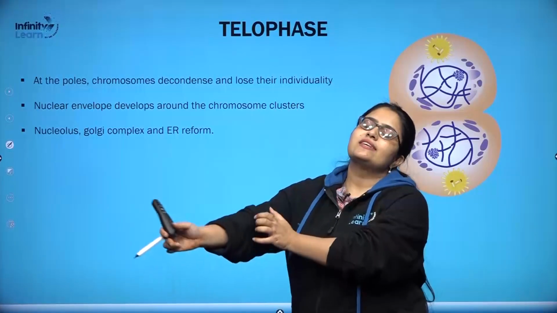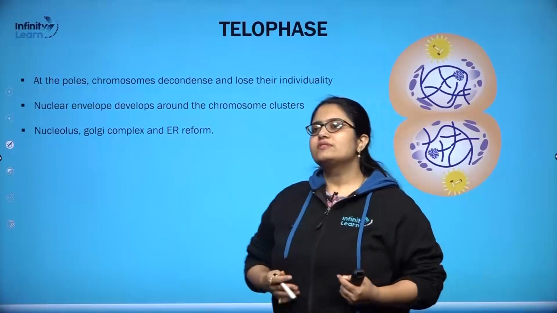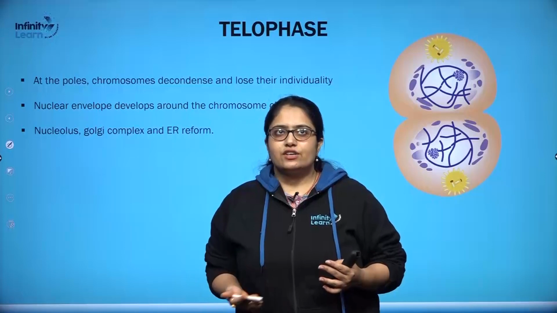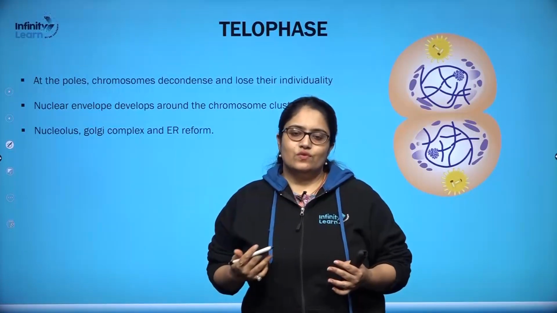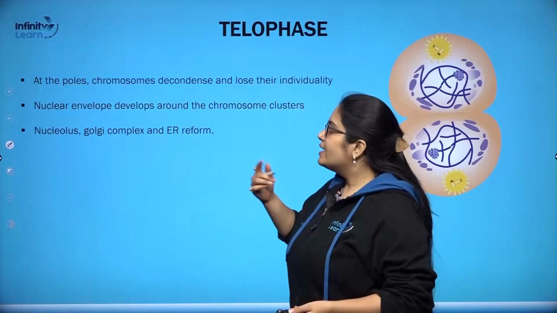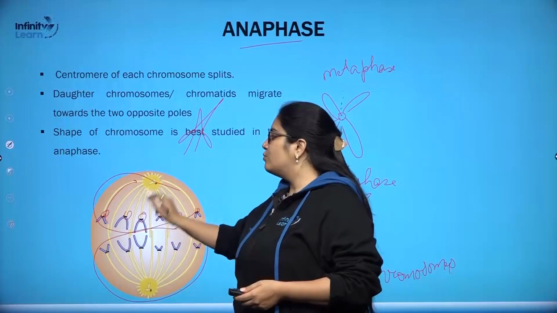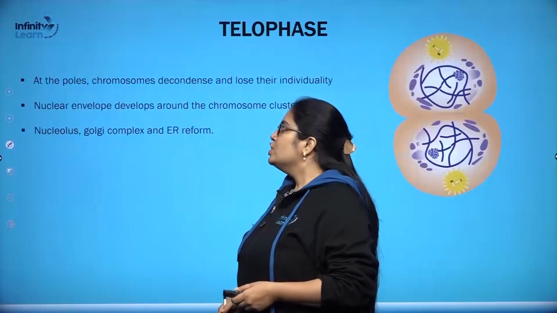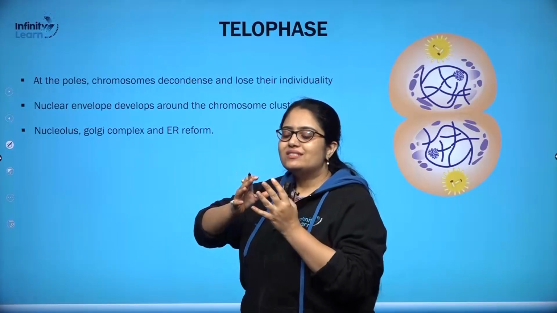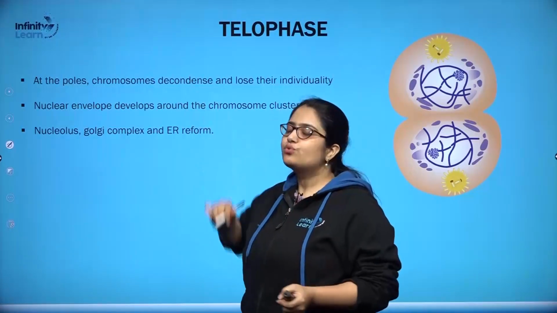Next is the telophase. It is the last stage of karyokinesis. Here almost the steps, the reactions, the processes you will see are opposite to that of the prophase. Like here at the poles, now in anaphase what was happening, the chromosomes started moving towards the pole. So here you can see towards the telophase, the chromosomes have reached the poles.